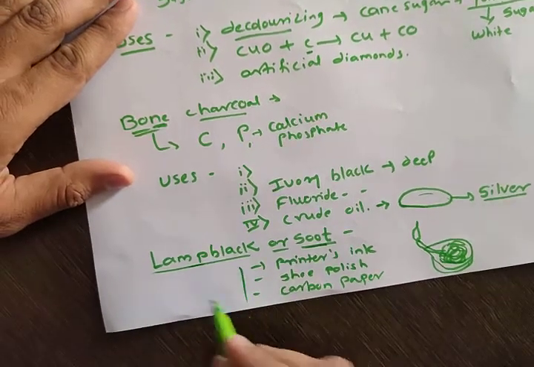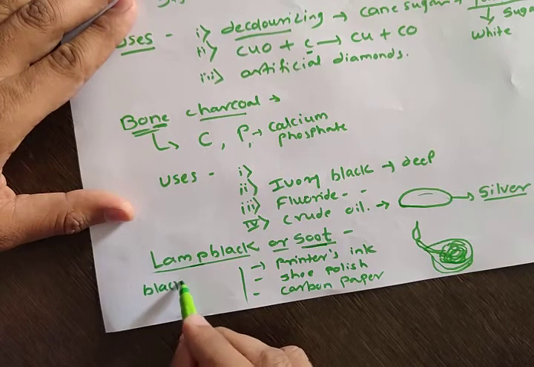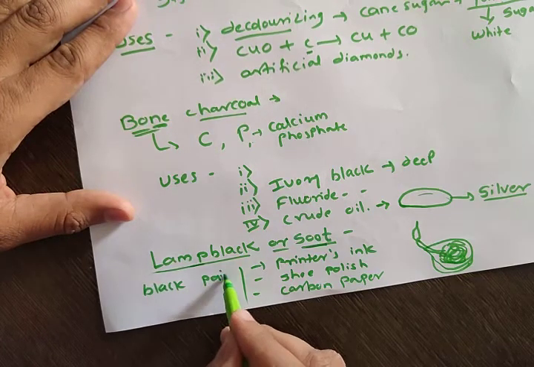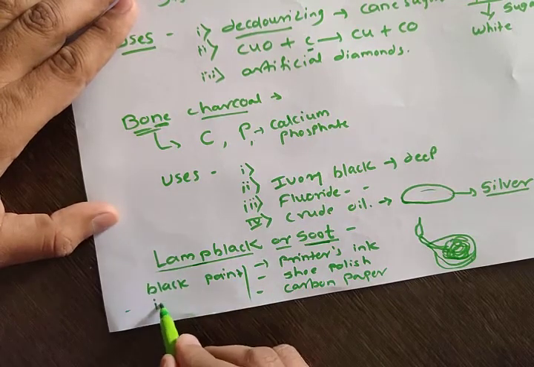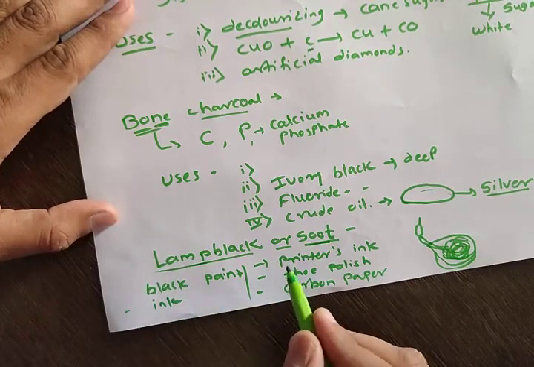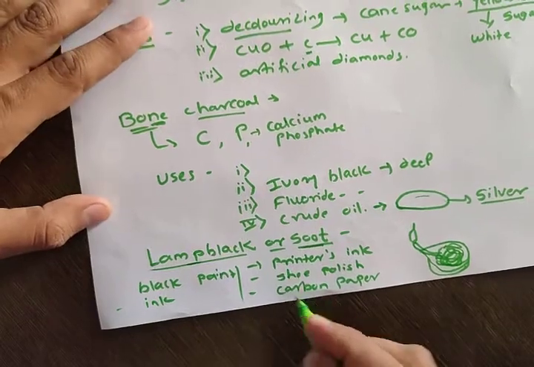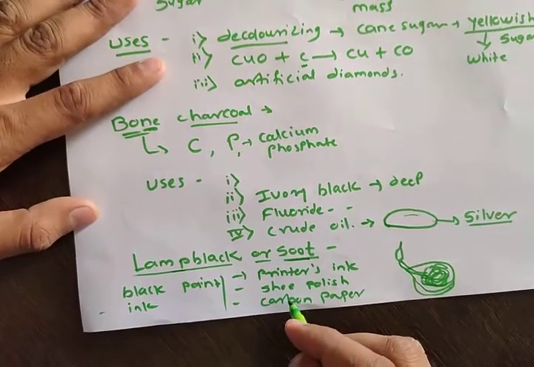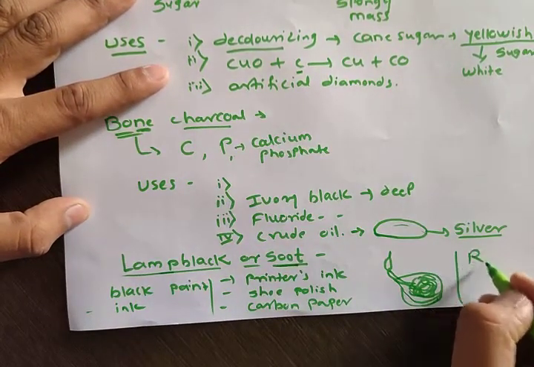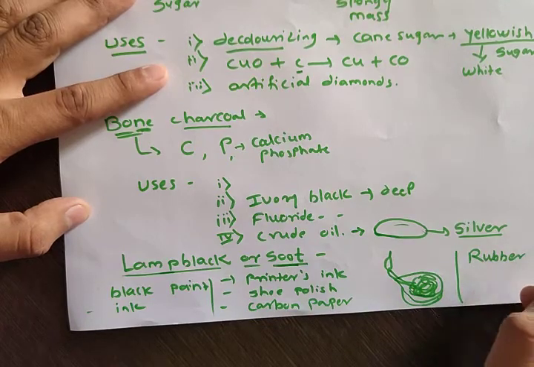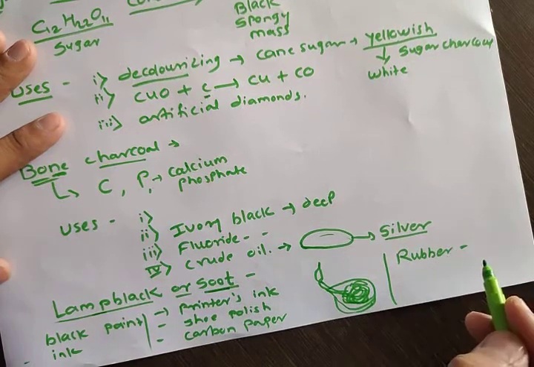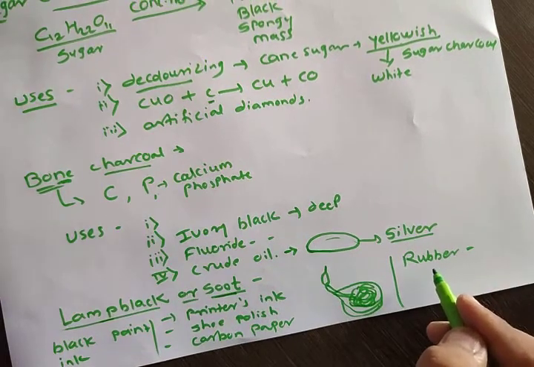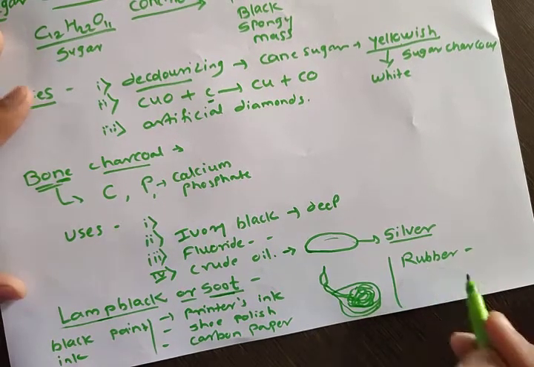Then black color paint are also made by this lamp black. Then black ink is also made by using this lamp black. Then this lamp black is also added in the rubber. So whatever rubber tires, okay, tires of the vehicles are there, so inside that rubber, this lamp black is also added, okay, as a filler.